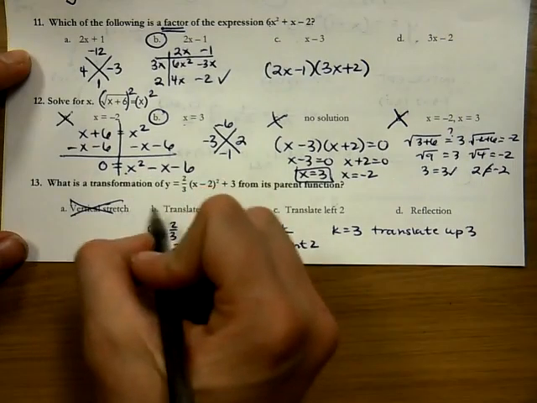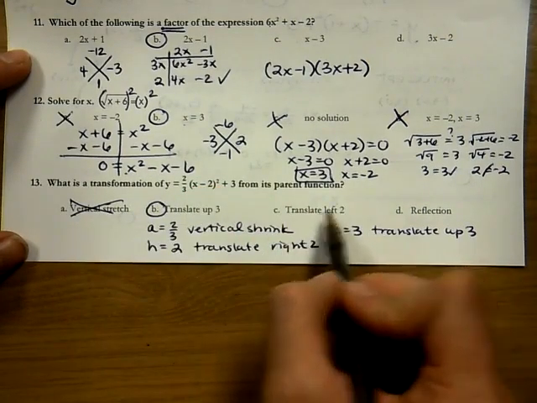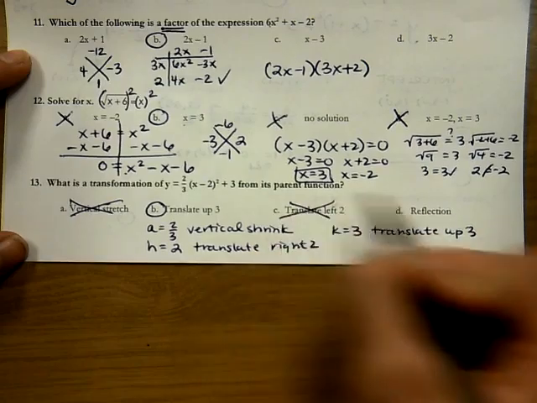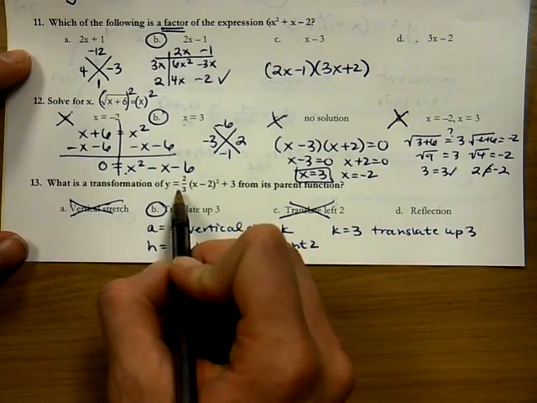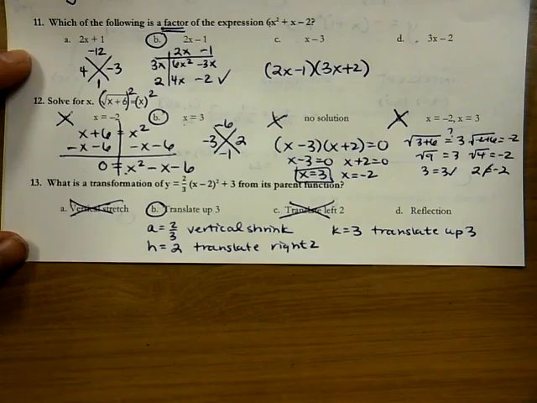Was it translated up 3? Yeah, I'm pretty sure that's the right answer. Let's check the rest of them. Translate left 2? No, we went right 2. And reflection? No, we were only going to have a reflection if you saw a negative out front, and we don't. So there is our final answer.